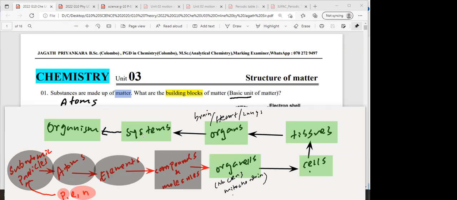Anything other than matter, anything else found around us, we call it energy. Around us now, light energy should definitely be available. We are looking at the screen, light energy. You hear my sound, sound energy. So that is energy. Energy you learn under physics. That's how science is divided into these three areas.